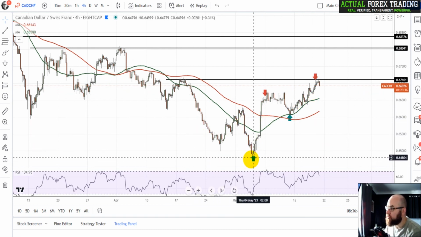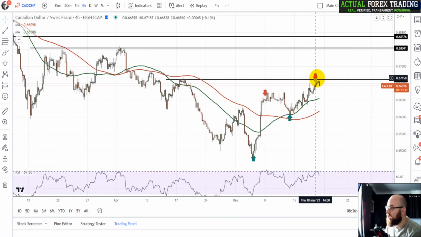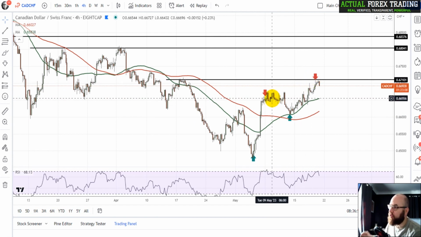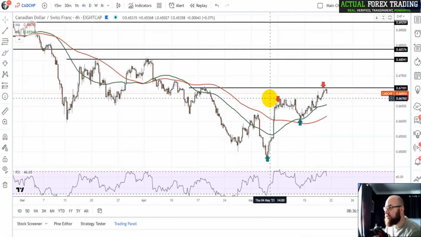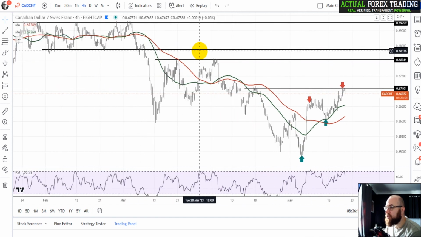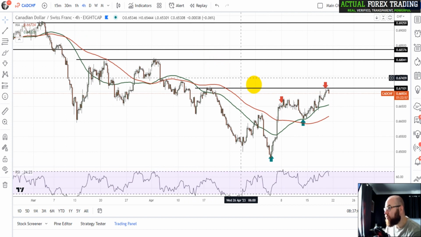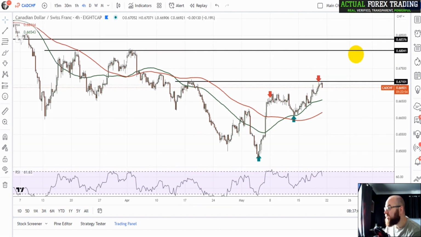I've marked my original entry area. I've marked where I added to the position, and these red arrows show where I took a slither of profit. So as mentioned in the previous update, I'm just going to take a sliver of profit at each of these horizontal levels until I reach my take profit area, or I'm stopped out for profit. So you can see how effective this is.